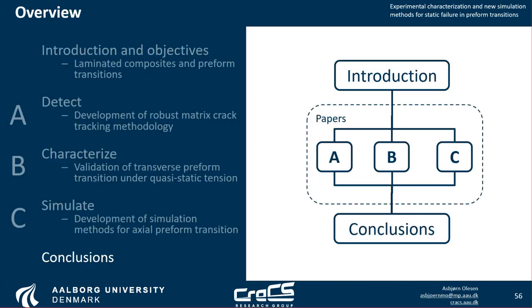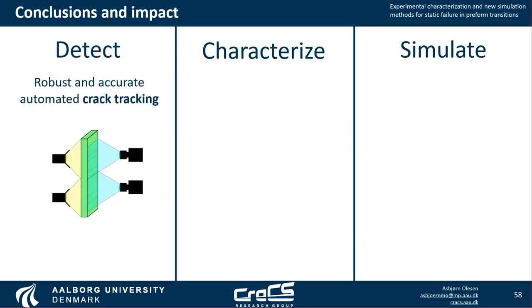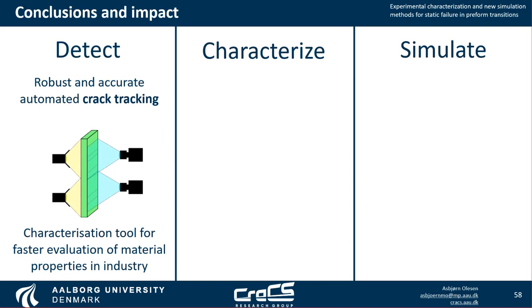That concludes the work in the papers, and I will just now conclude the overall project results. So we set out to be able to detect, characterize, and simulate damage occurring in preformed transitions such that we could avoid structural failure of blades. Under these topics, we developed a detection method for matrix cracks, which is robust and accurate. And the impact of this is a characterization tool for faster evaluation of material properties for use in industry.